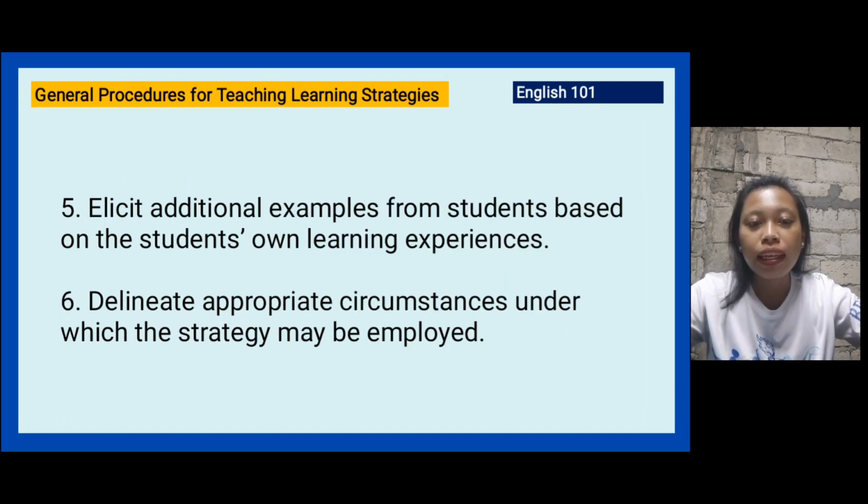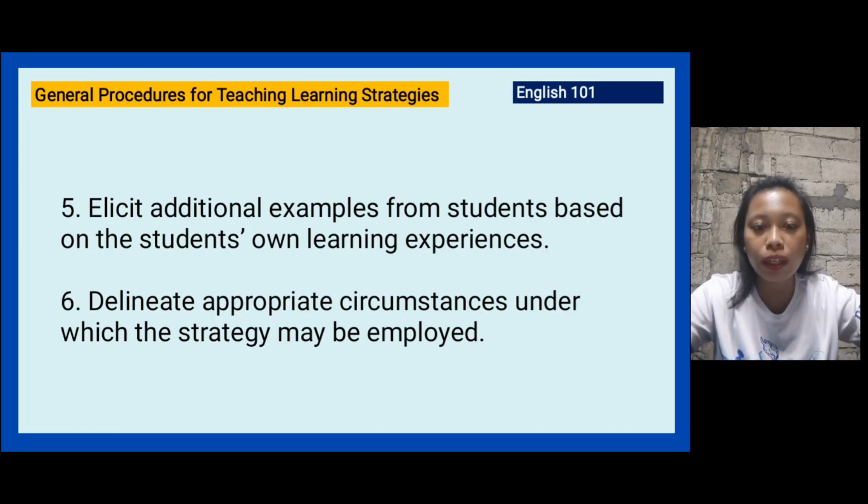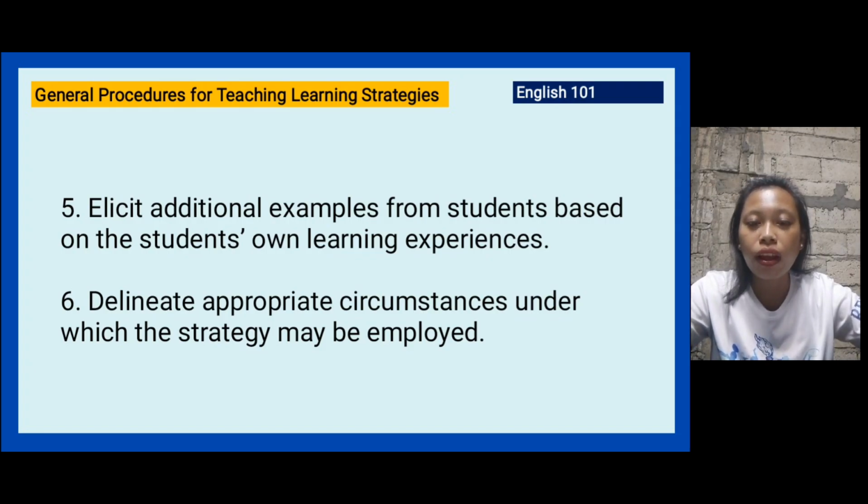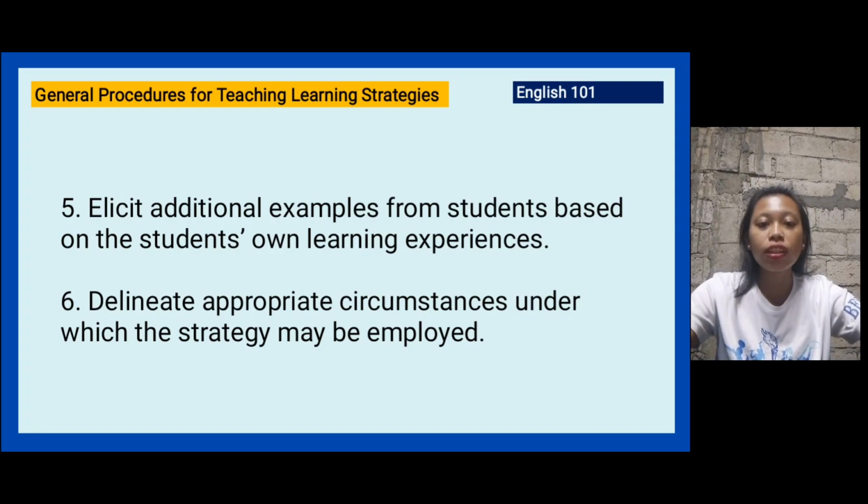Number 5, elicit additional examples from students based on the students' own learning experiences. Here, ask students to share how they already use similar techniques or how they might use the new one. This builds connection and confidence. This encourages students to connect new strategies with their personal experiences and make learning more meaningful.